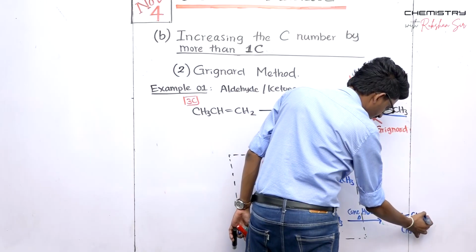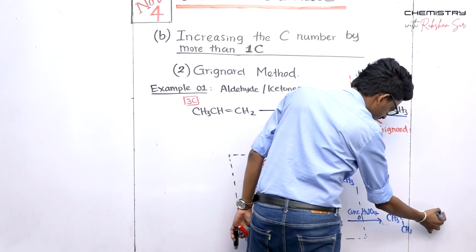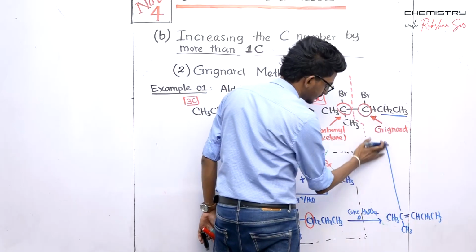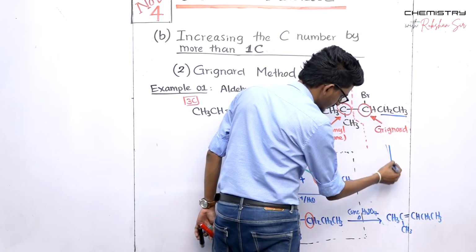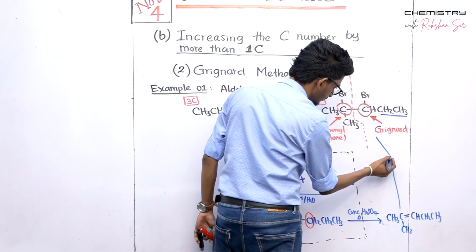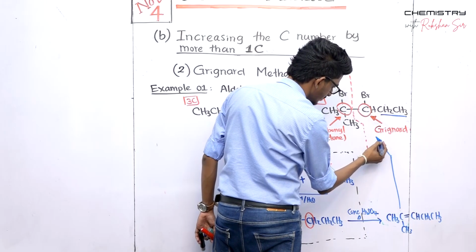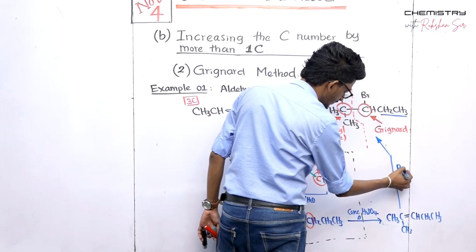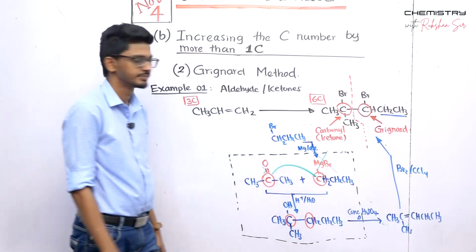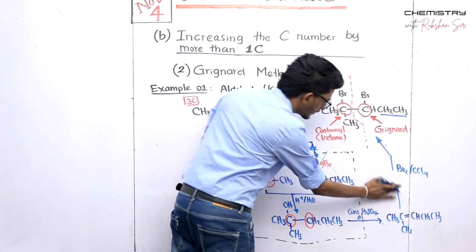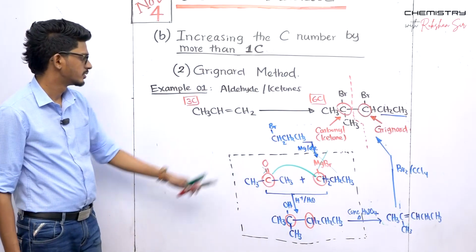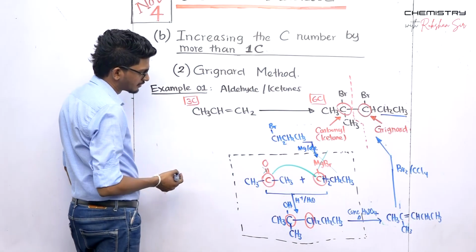The hard stuff is done. Final shot. Just add some Br2 in CCl4. Right now? What about these two? You can clearly complete the stuff now.